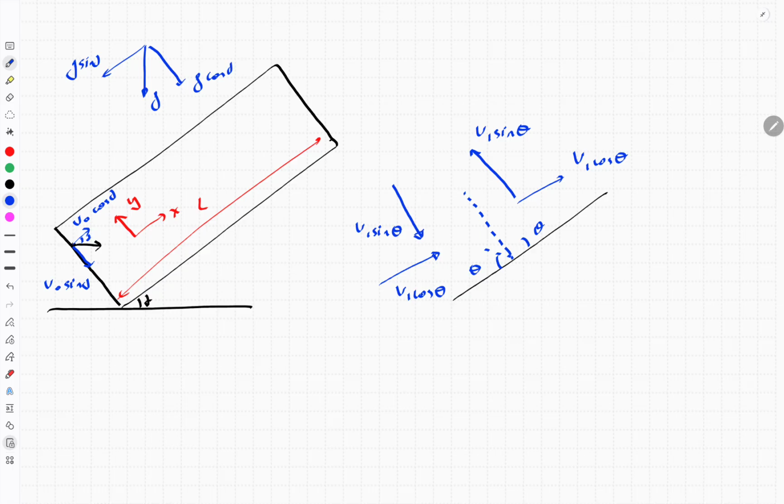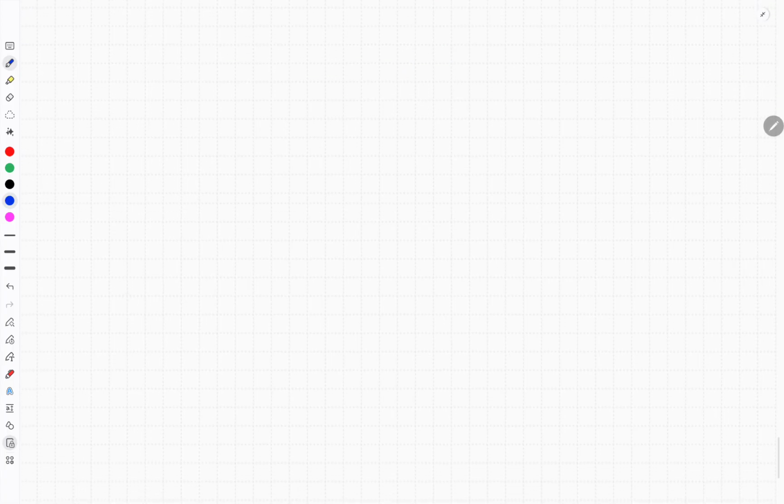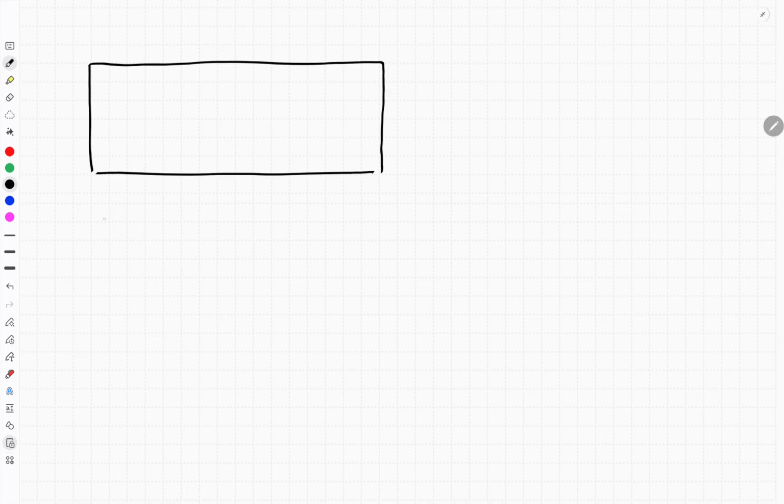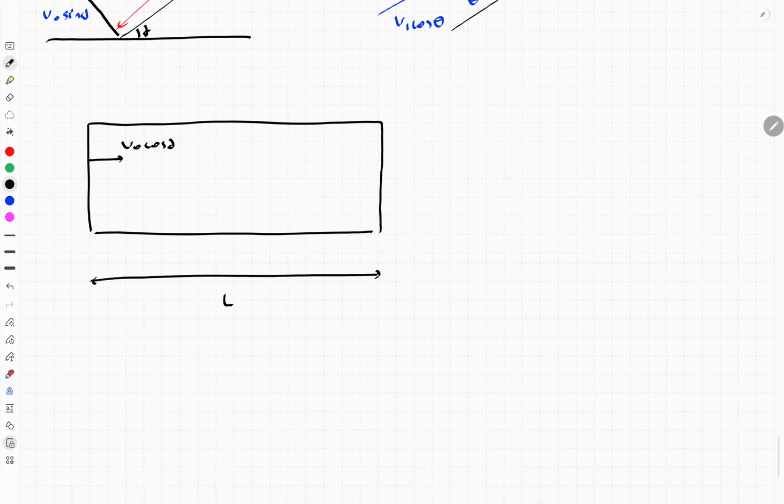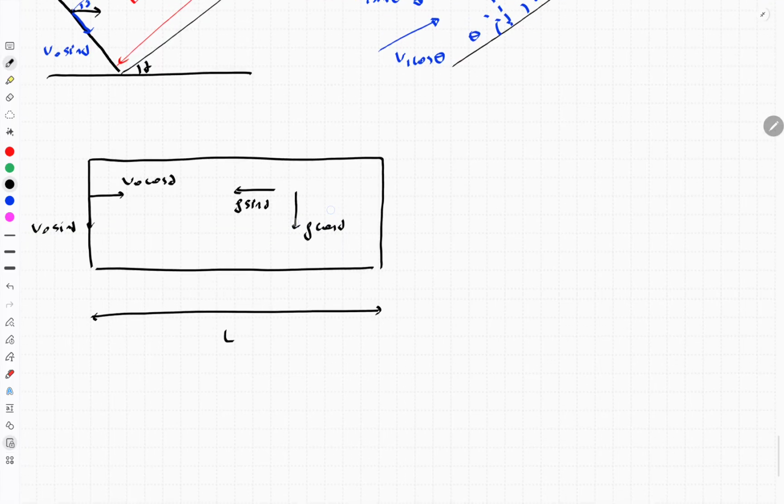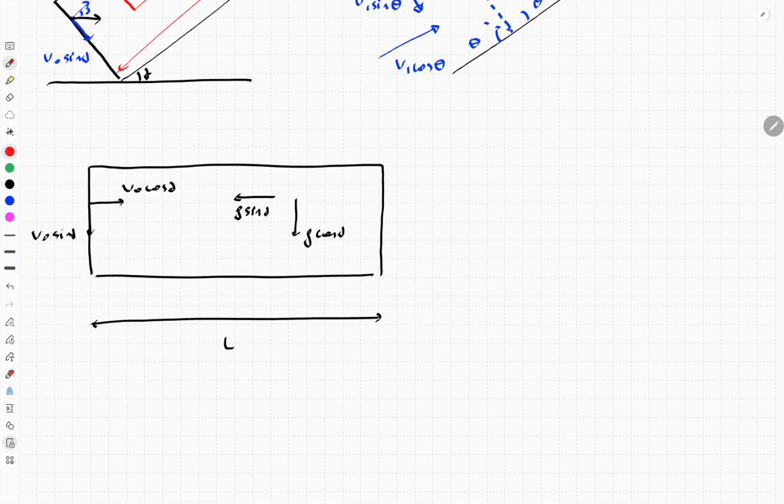So now we can redraw our picture, or rotate it. Basically we have this kind of motion with this kind of picture. This is the distance L. In this direction we have initial velocity v0 cosine alpha, if I'm not mistaken. Yes, downward initial velocity v0 sine alpha. In this direction we have g sine alpha, and downward we have g cosine alpha.